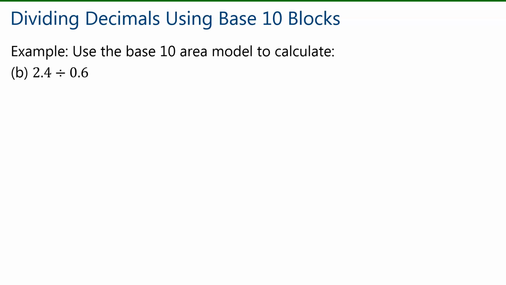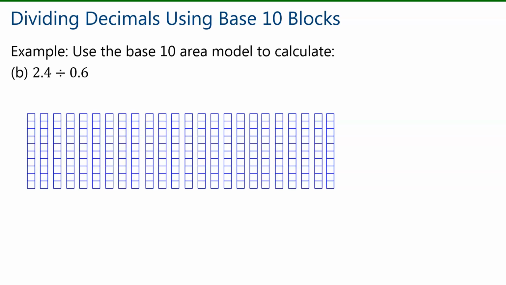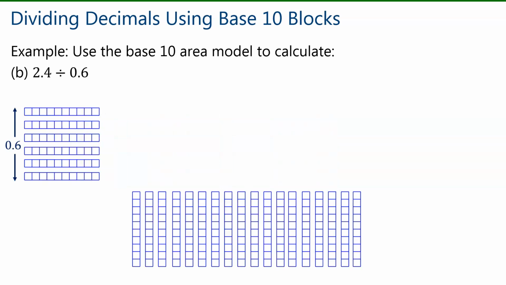So let's do that again. I have 2.4 divided by 0.6. So 2.4 would be 2 wholes and then 4/10. And once again, we're going to trade in the 2 wholes for 20 of the rods so that we're able to create a rectangle that has a height of 0.6. So I took 6 of the rods and laid them horizontally.